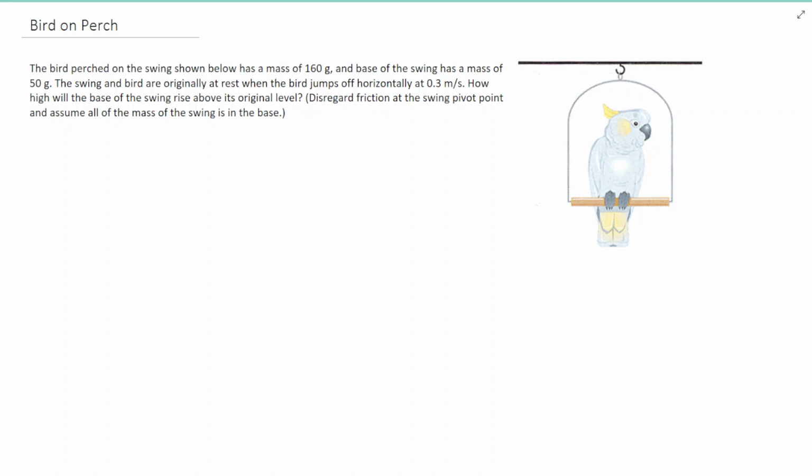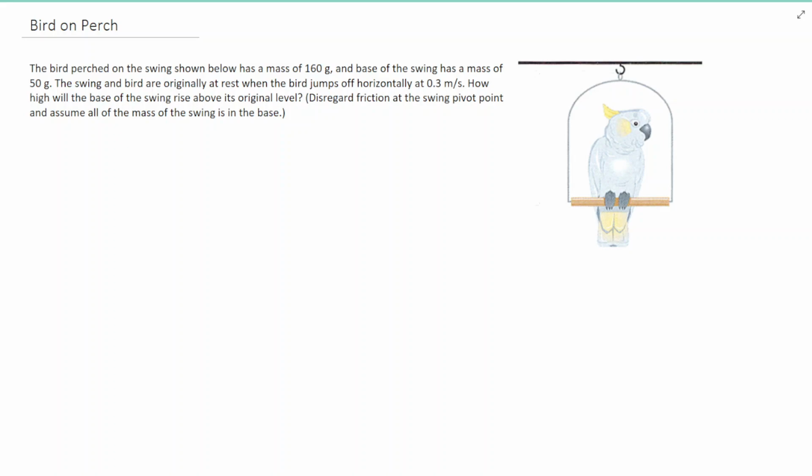In this example, we have a bird sitting on a perch. When the bird jumps off and has velocity, conservation of momentum suggests that the perch should kick back in the opposite direction and swing. So you can think of it like a pendulum in this case. Well, how high would that perch end up swinging when that bird flies off?